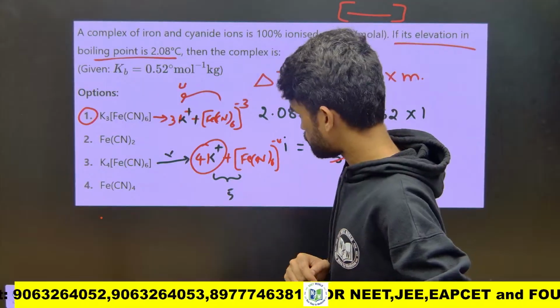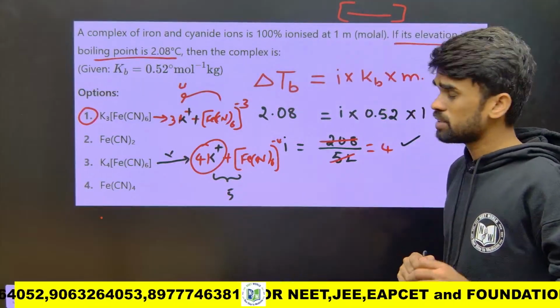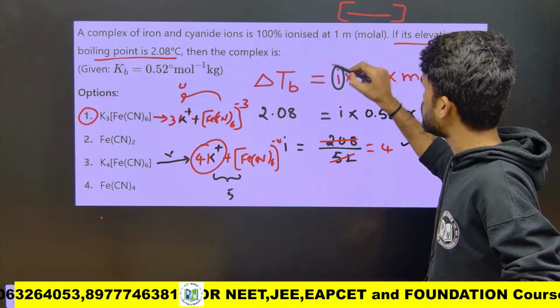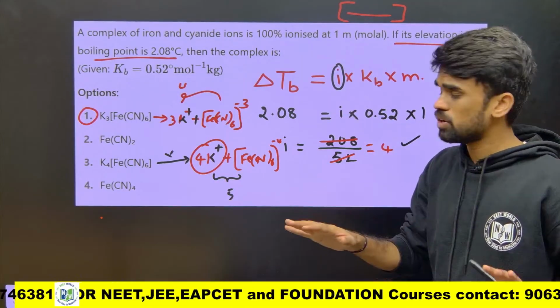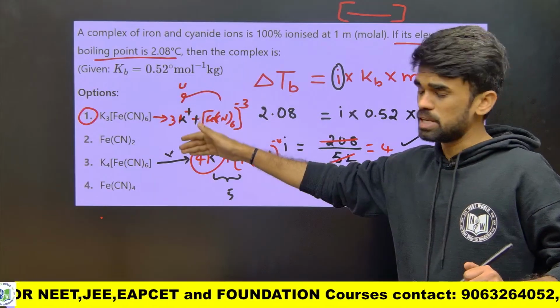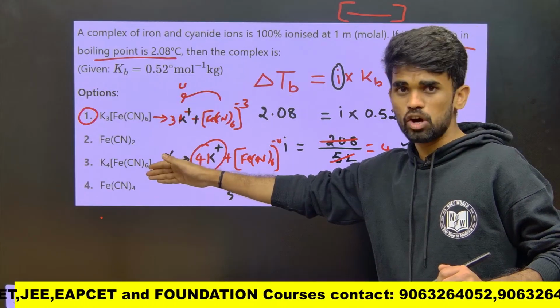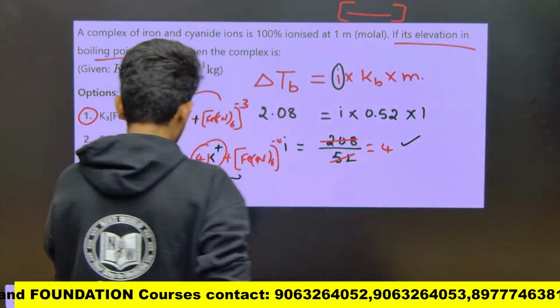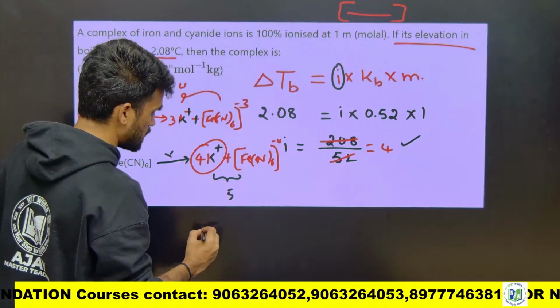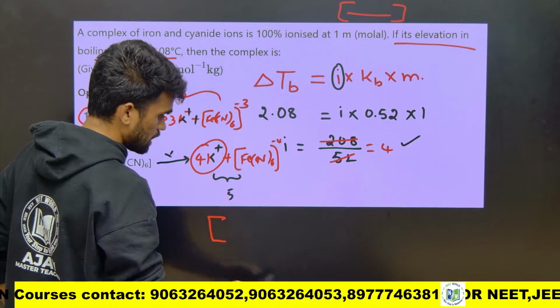Now what is the main thing you need to know? This i value you need to know. By knowing this, you can do any question based on these complexes. When a complex is given, they will ask you to find the i value. Now I am asking you, what is the i value, the Van 't Hoff factor, for the complex given like this.